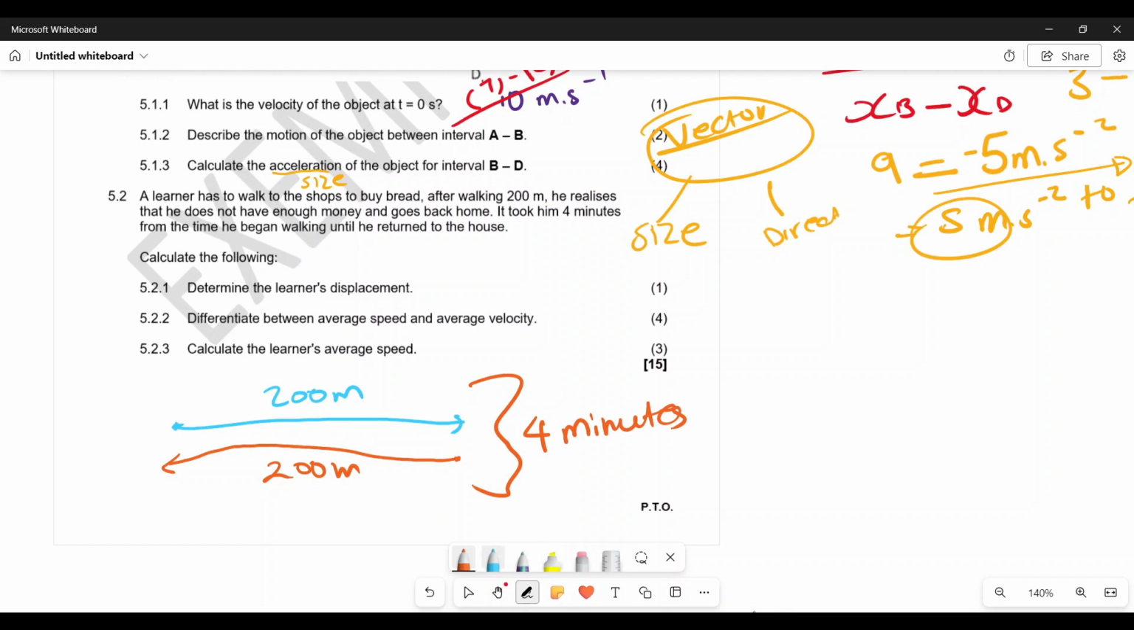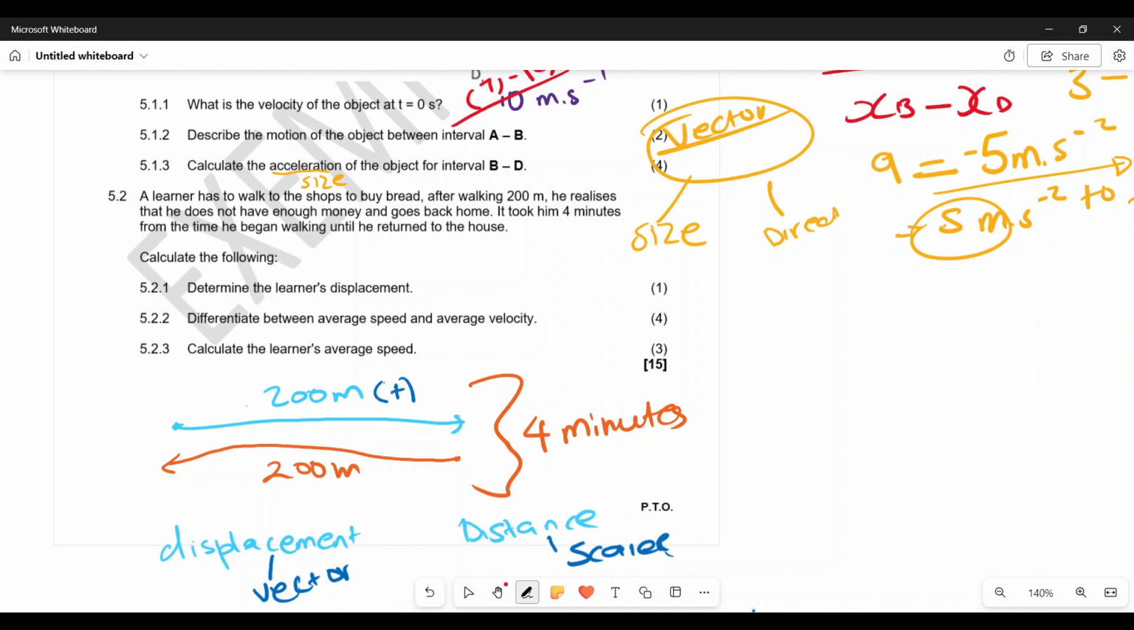Now, determine the learner's displacement. Remember, there is a difference between your displacement and distance. What is the difference between the two? Your displacement is a vector, meaning that it has both magnitude and direction. So you have to take into consideration direction. Your distance is a scalar. It has only magnitude, or your size, meaning that there's no need for you to determine the direction in this instance.